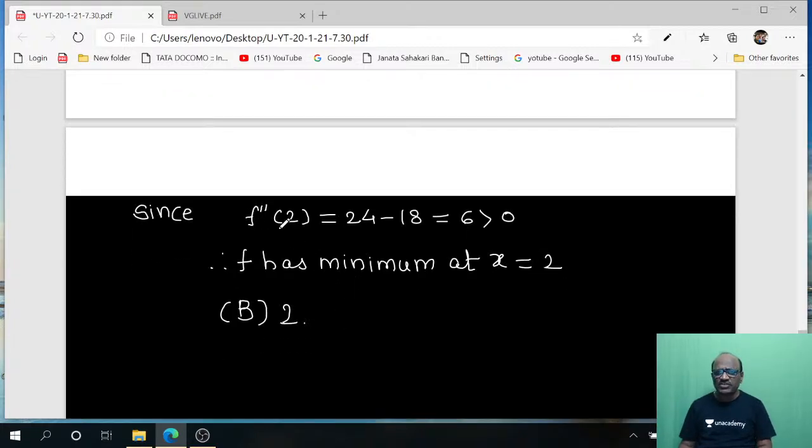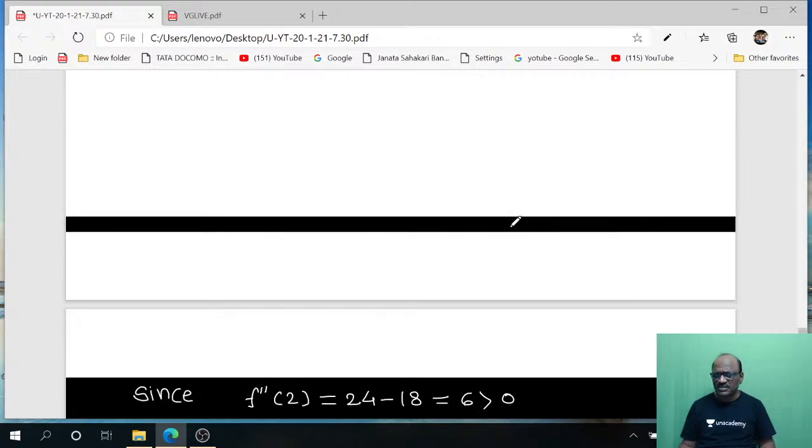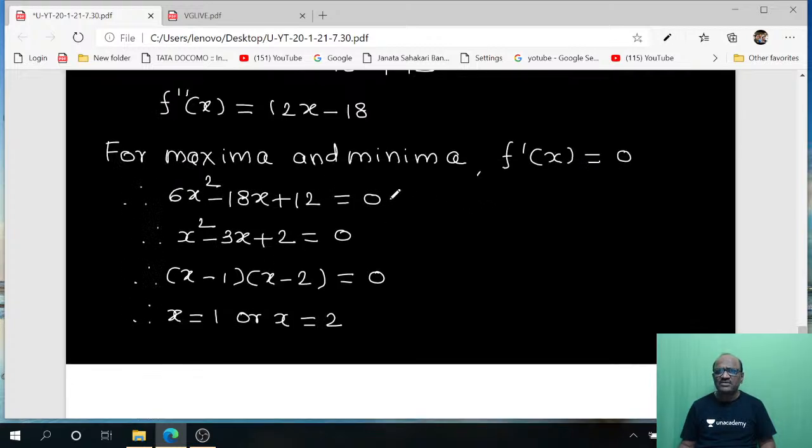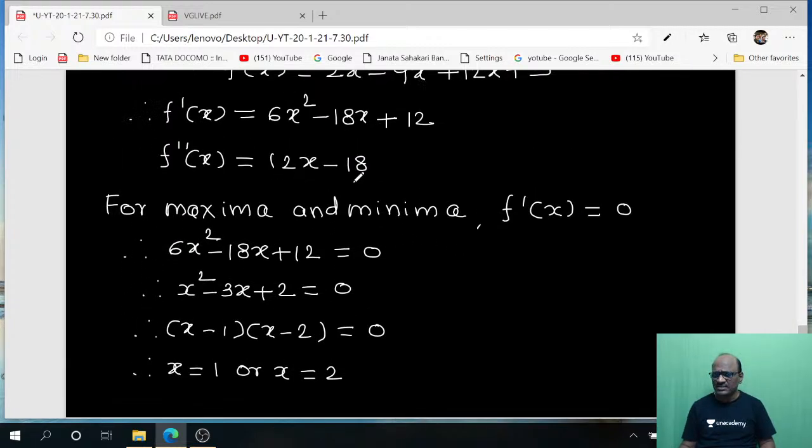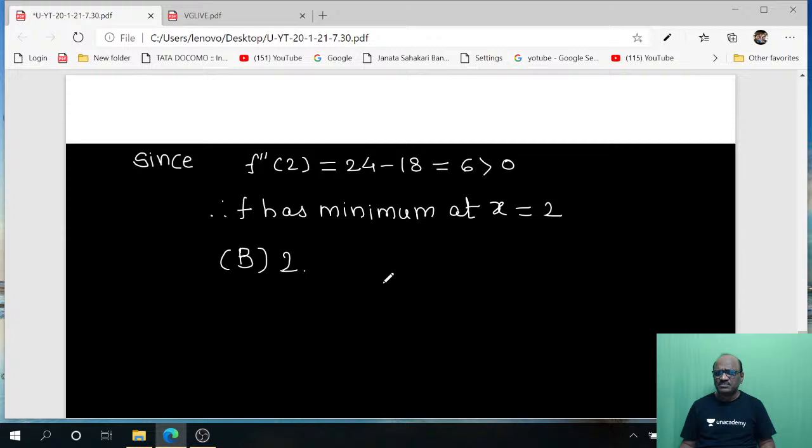Since f double dash of 2 is 24 minus 18, which is positive, greater than 0. What is the second derivative? The second derivative is 12x minus 18. Substitute the value of x equal to 2. We have 6, which is positive. Therefore f has a minimum at x is equal to 2. And in this way we have completed this session.